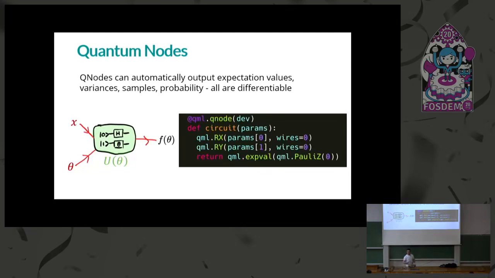So all quantum nodes in PennyLane will always be differentiable end-to-end. You can combine it with your other models in classical machine learning, and the entire computational graph will be end-to-end differentiable.